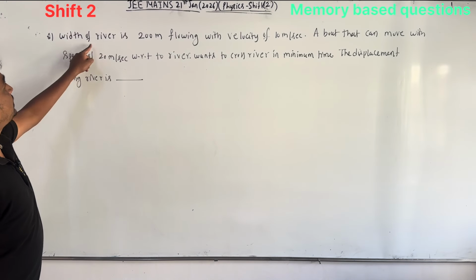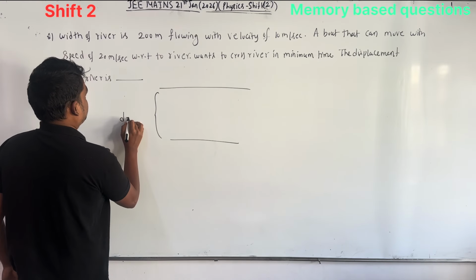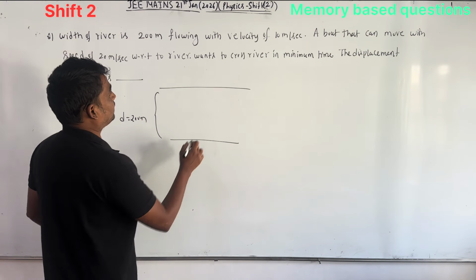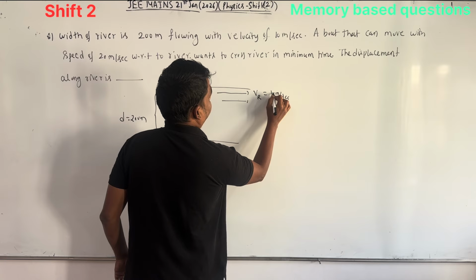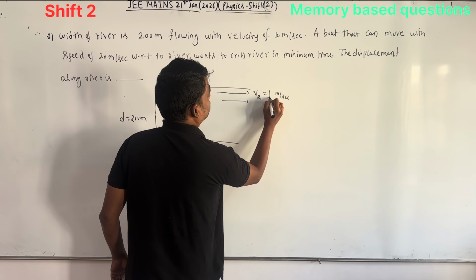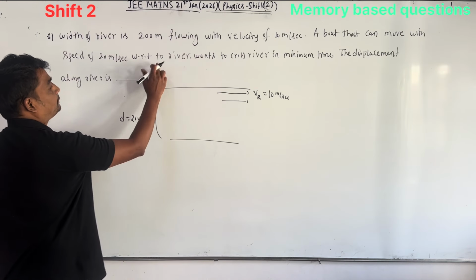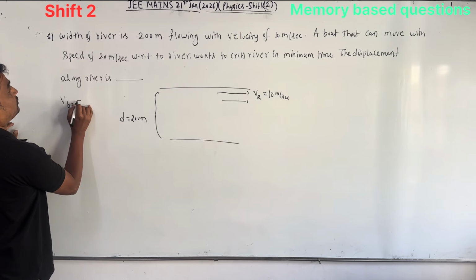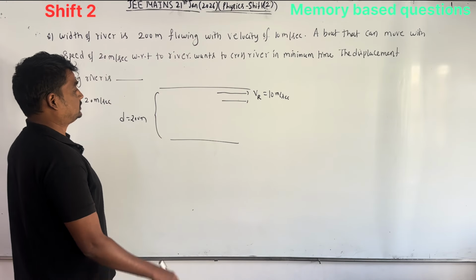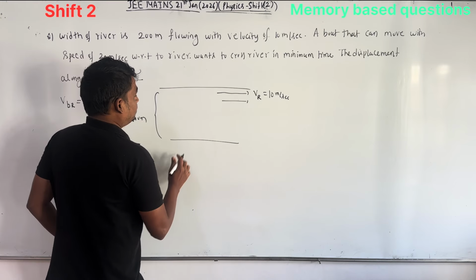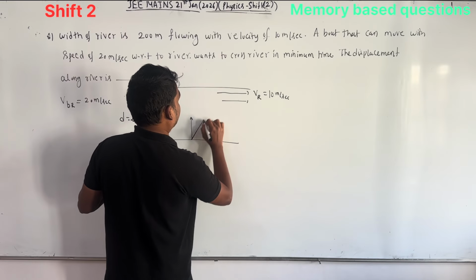See now, the width of the river is 200 meters. So let us take the river. The river is flowing with a velocity of 10 meter per second with respect to ground. A boat can move with a speed of 20 meter per second with respect to river, and wants to cross the river in minimum time. So the boat should go straight across, and because of the river flow, it will reach like this.